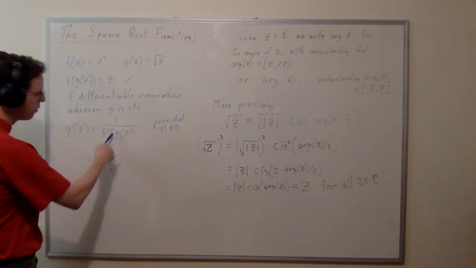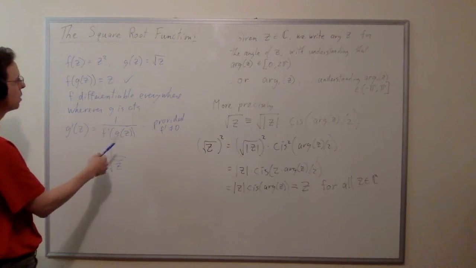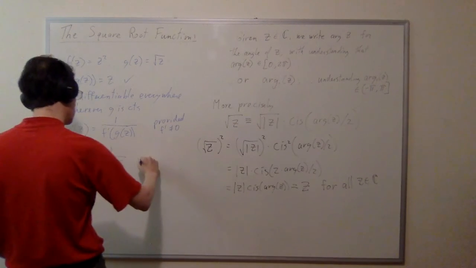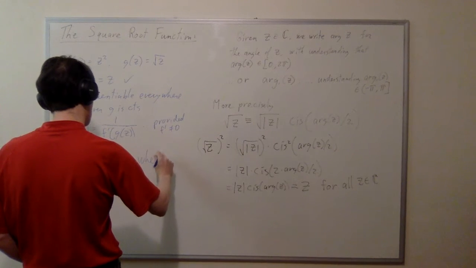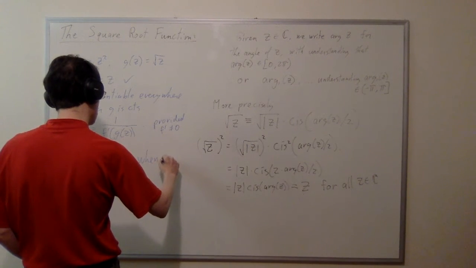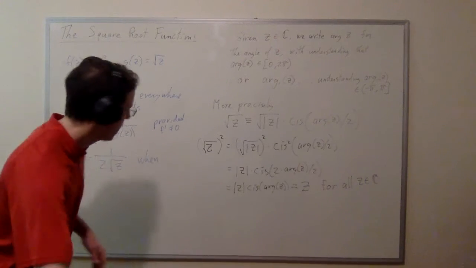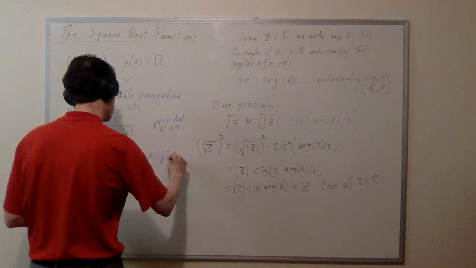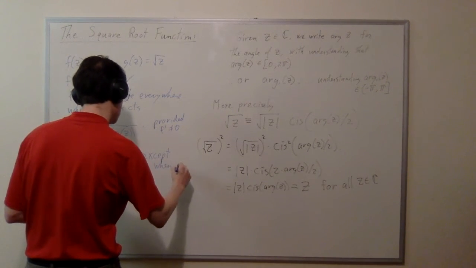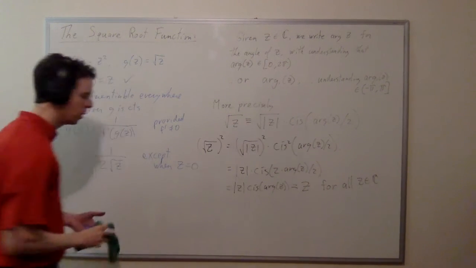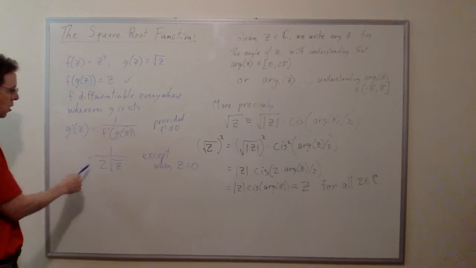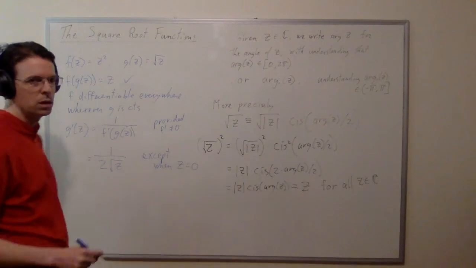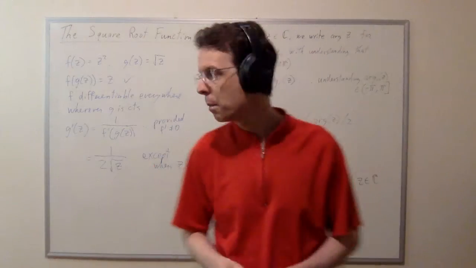Now, that's provided f prime is not 0. Is f prime ever 0? Yes, it is 0 when z is 0. So we have to exclude the possibility that z is 0. So let me simply say except when z equals 0, which of course couldn't possibly be true when z is 0 because it itself would have a 0 in the denominator. So this is correctly the formula for the derivative of the square root function, except when z is 0, but you wouldn't expect it to be true then anyway.